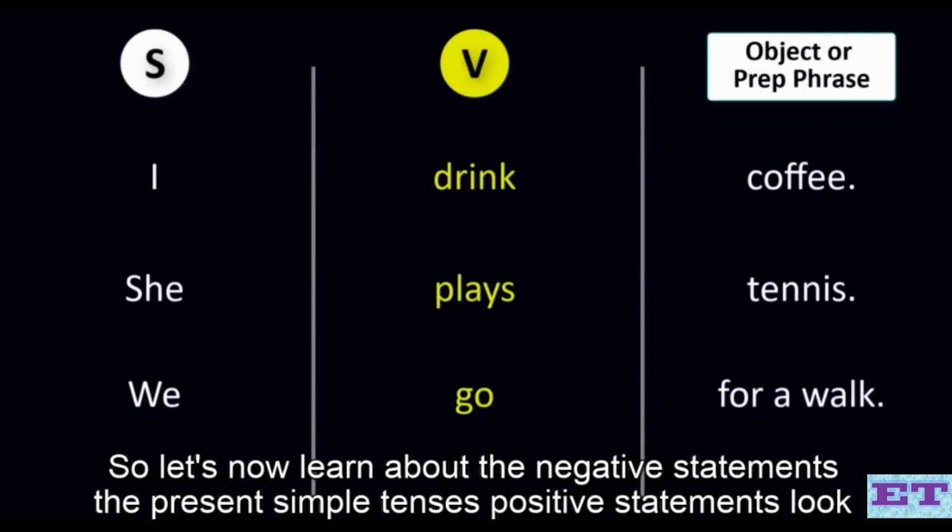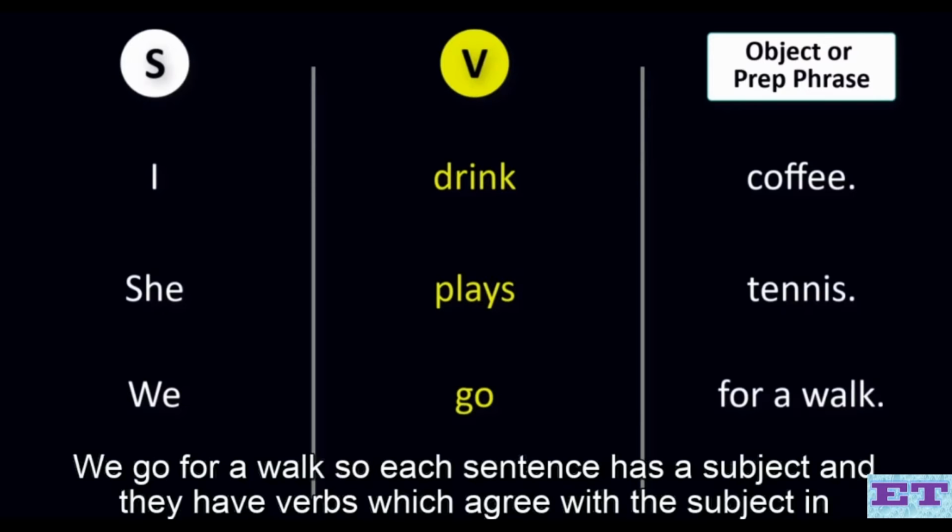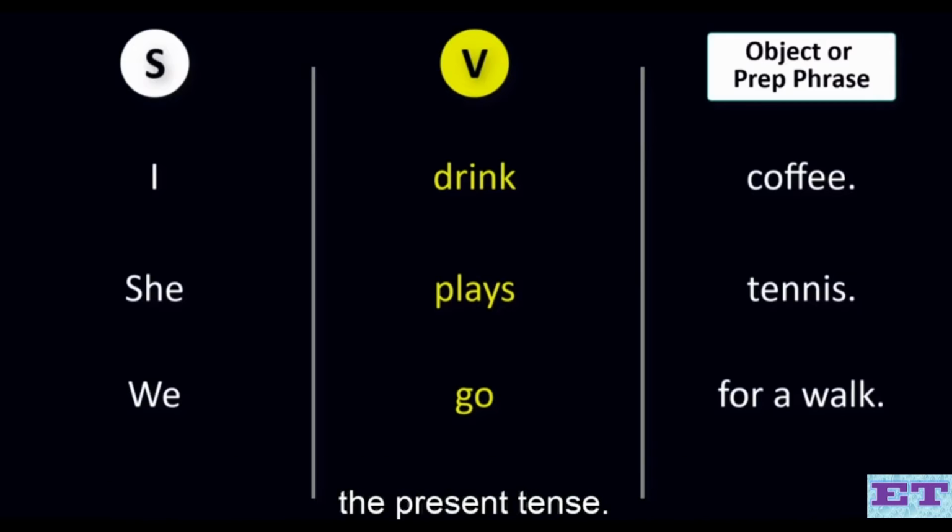Present simple tense's positive statements look like this. I drink coffee. She plays tennis. We go for a walk. So each sentence has a subject and they have verbs which agree with the subject in the present tense.